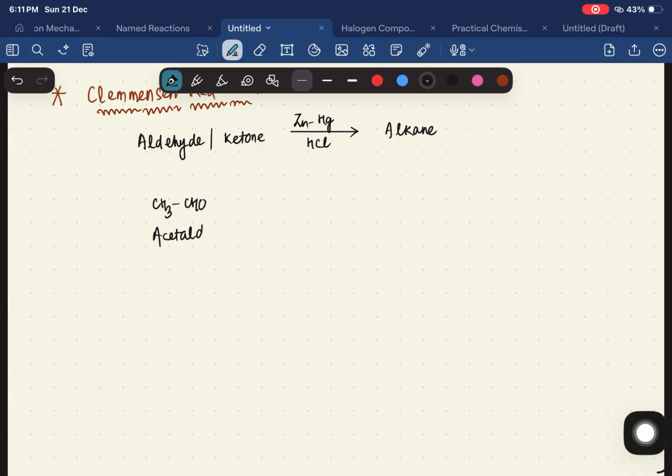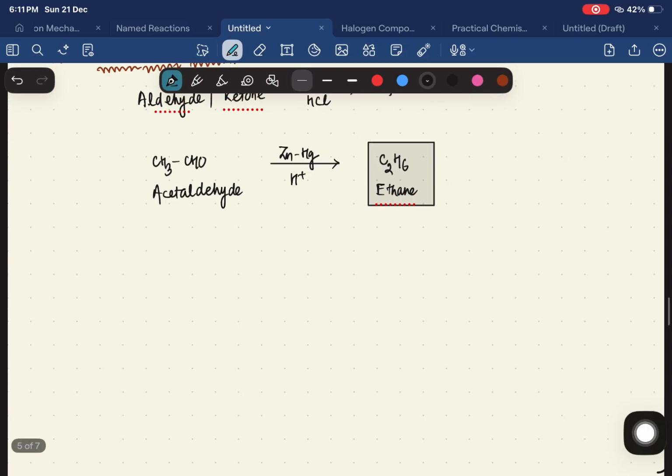Now this is called acetaldehyde. When acetaldehyde reacts with zinc amalgam in the presence of H plus, or we can say acid, it forms the corresponding product, which is C2H6. Now this is called ethane. So this is what we get over here.